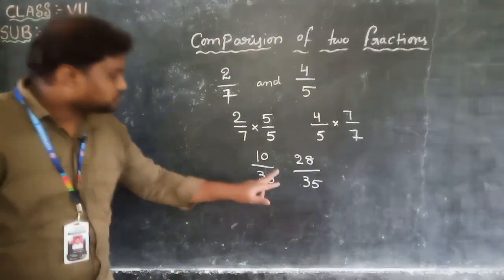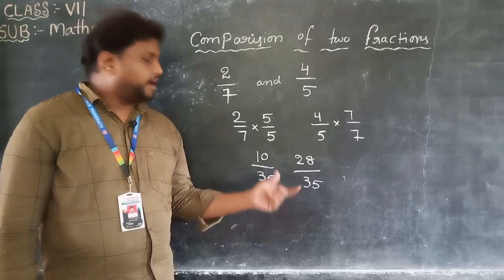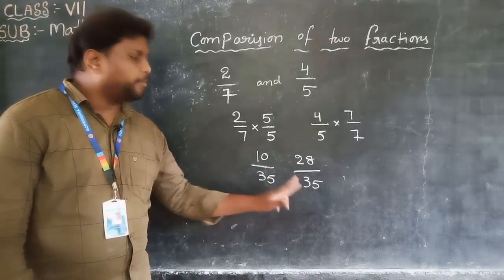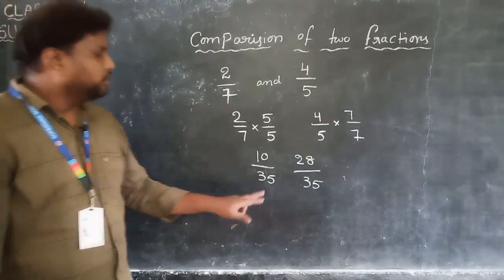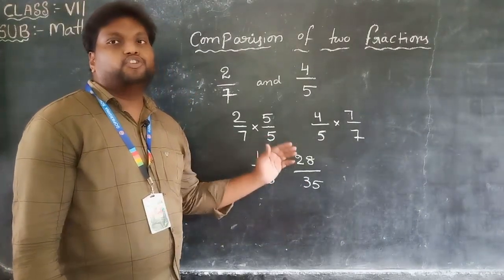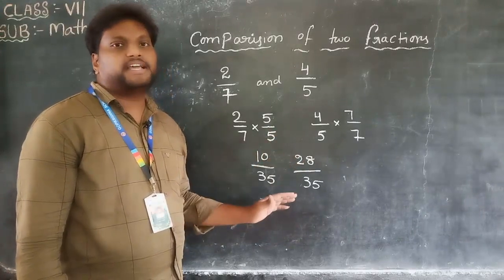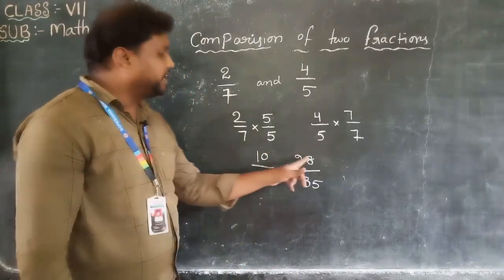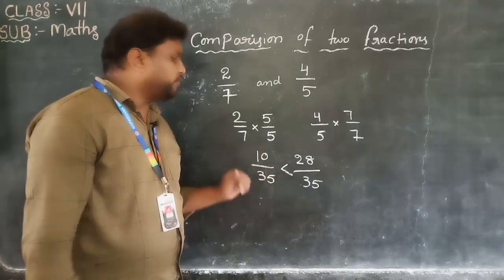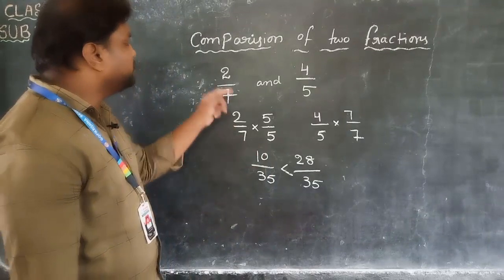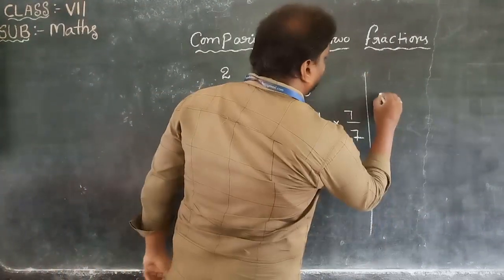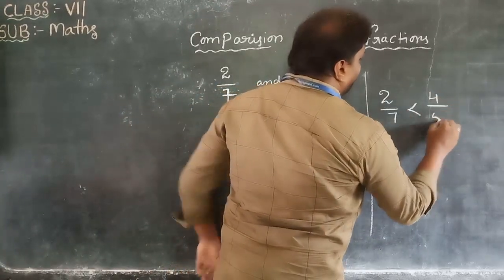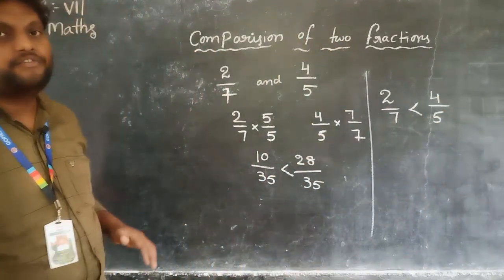Observe. Now the two denominators are equal and the numerators are not equal. No problem. According to the rule, when the two denominators are equal, which numerator is less, that value is less, and which numerator is more, that value will be more. So 28 by 35 is more, and 10 by 35 is less. Actually the value of 10 by 35 is 2 by 7. So 2 by 7 is less than 4 by 5. This is the comparison of fractions.